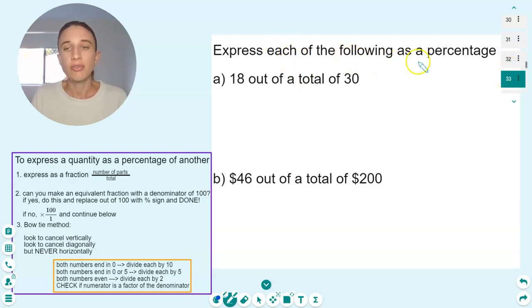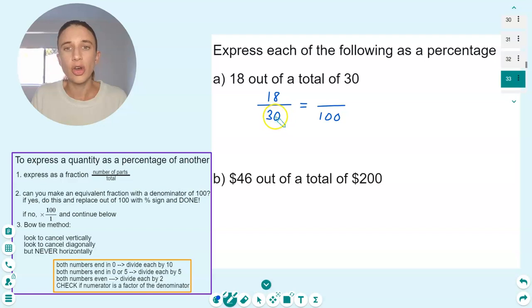Express each of the following as a percentage. 18 out of a total of 30. So here's my process. We're first going to express it as a fraction. Fractions are just the amount over the total amount, so usually the smaller number over the bigger number. So that's it as a fraction. And now they're asking for it as a percentage. So you ask yourself, can I replace the denominator with 100?